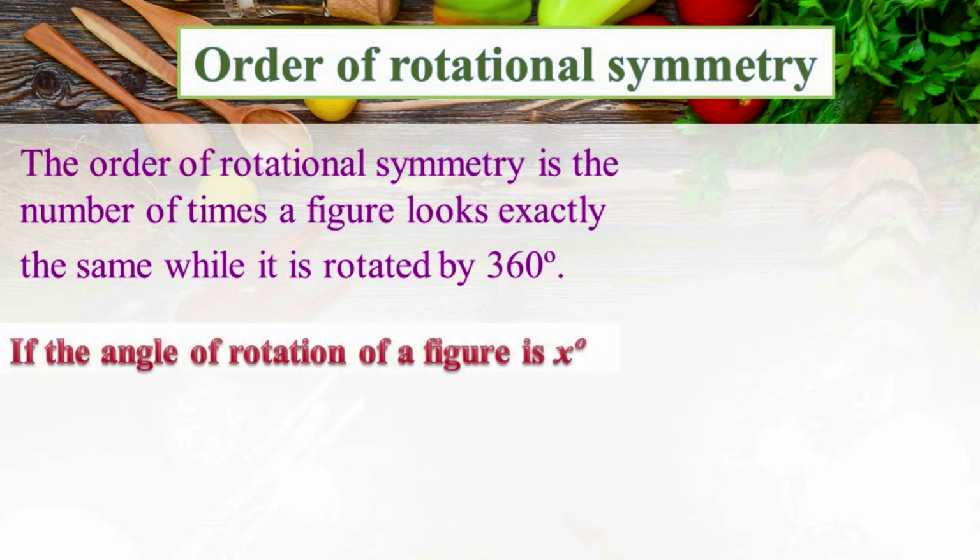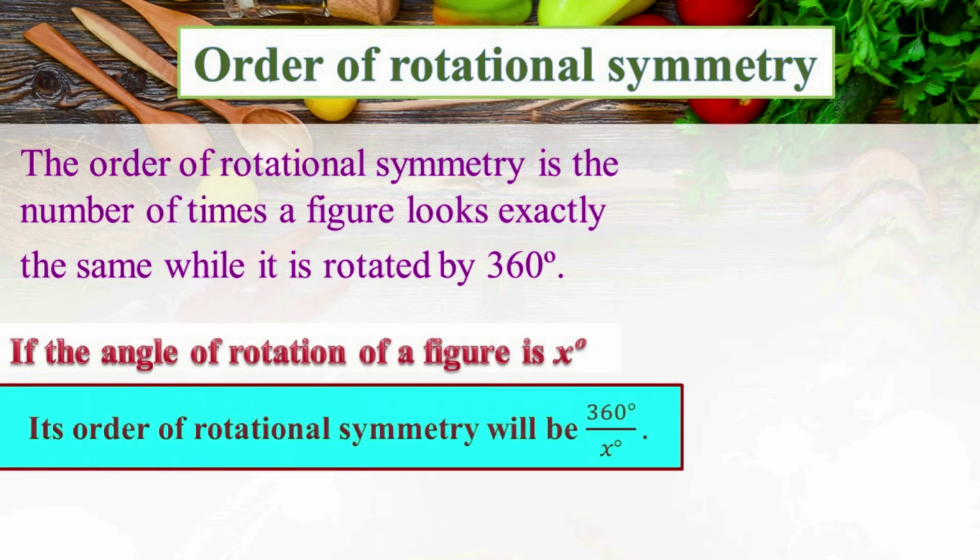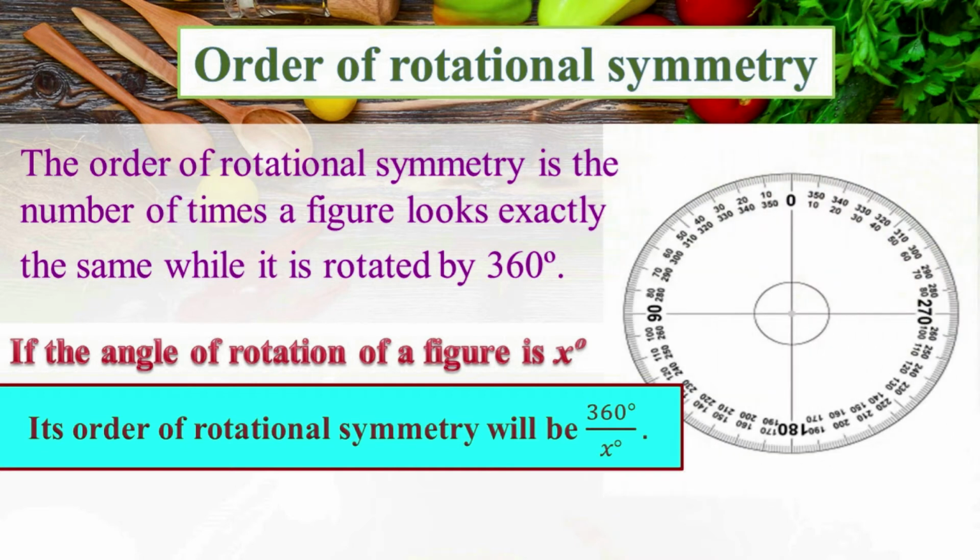If the angle of rotation of a figure is x degree, then its order of rotational symmetry will be 360 degree divided by x degree. Here you know how to find the angle of rotation. If you rotate a shape in anti-clockwise direction, you can take the angle as it is in the figure. Okay. If you want to rotate in clockwise direction, you have to just change 270 degree to 90 degree and 90 to 270 degree.